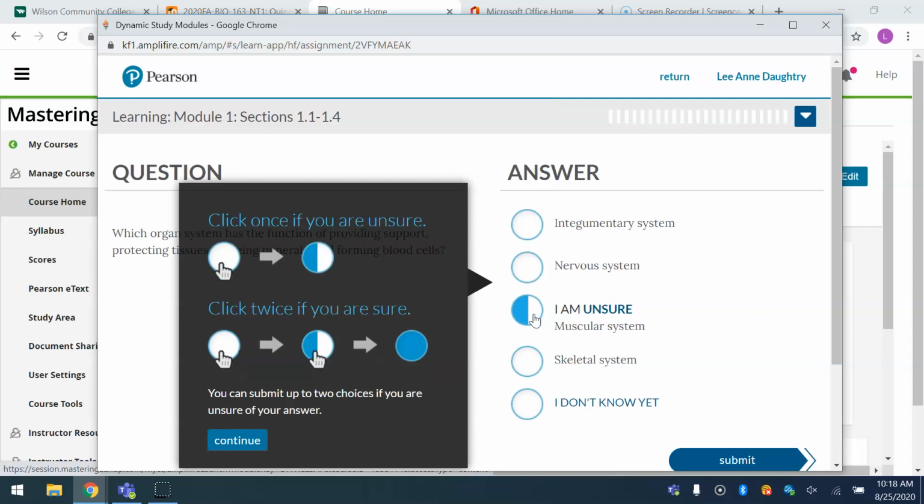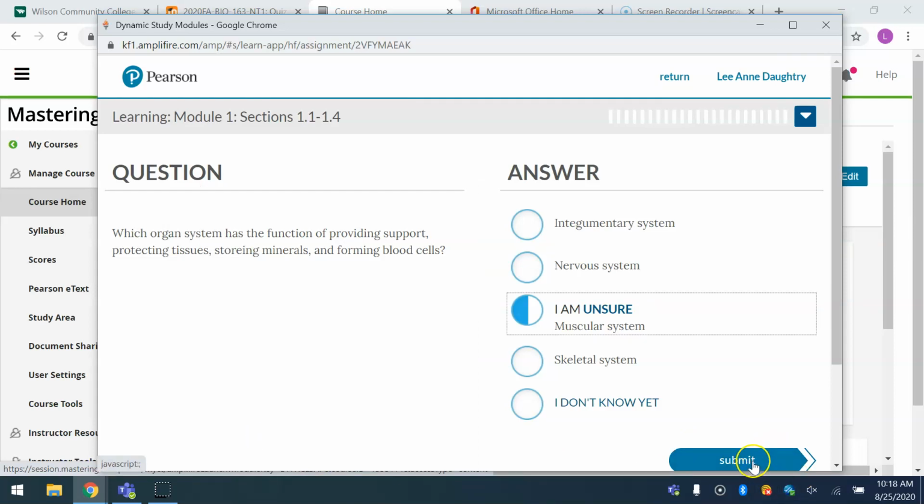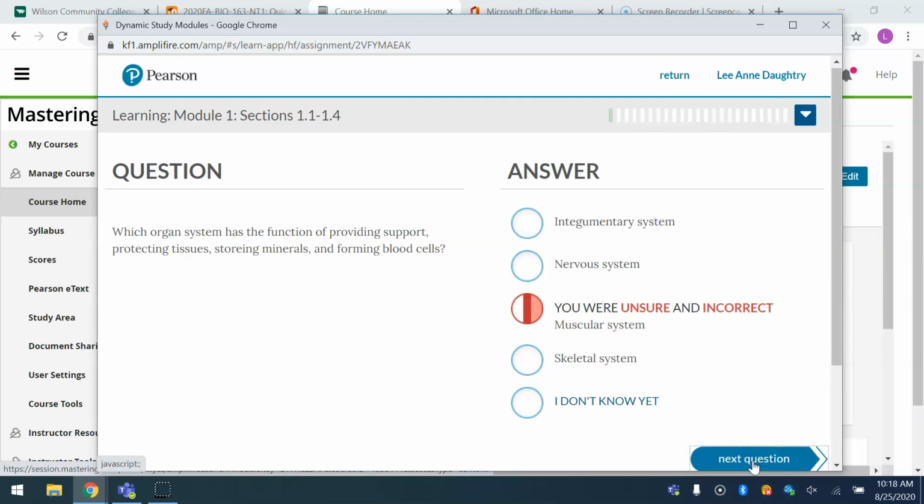And then it says click once if you're unsure and click twice if you're sure. Well, I'm definitely unsure. So now I'm going to hit submit. Well, it says hit continue. Now I'm going to hit submit. And it says you were unsure and incorrect. I'm going to go to the next question.